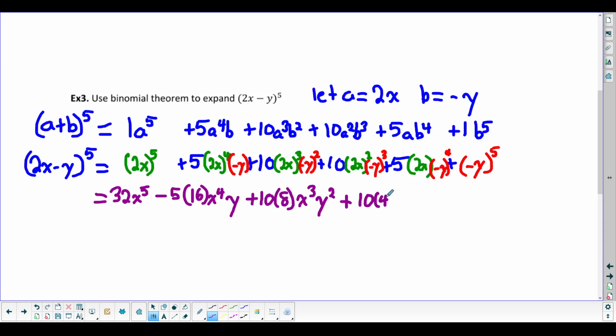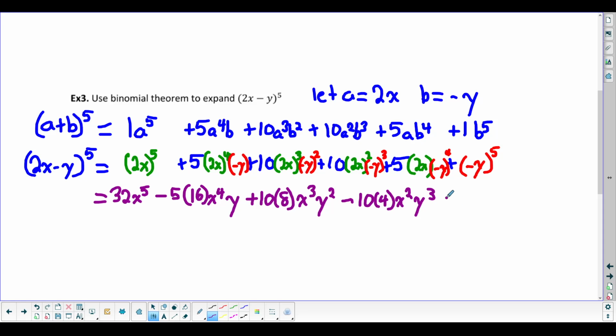2 squared is 4. X squared is x squared. Negative y cubed. So when we cube a negative, every odd power, the negative remains. So when we do cubed, it will stay negative. So we'll change the sign in front to a negative.